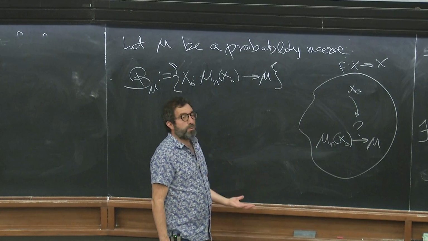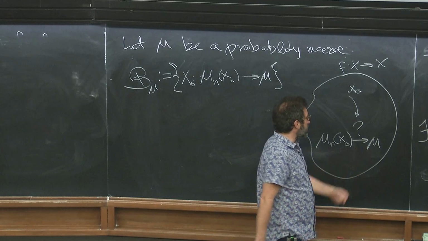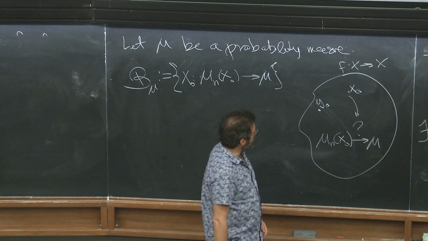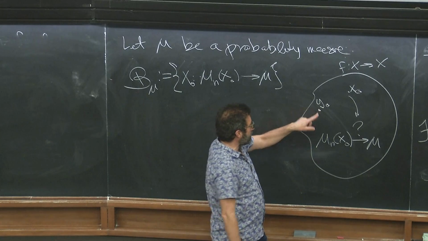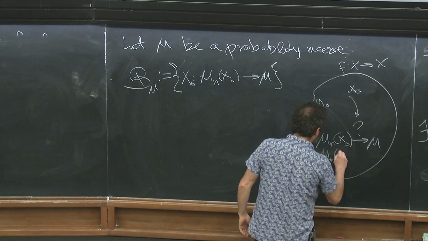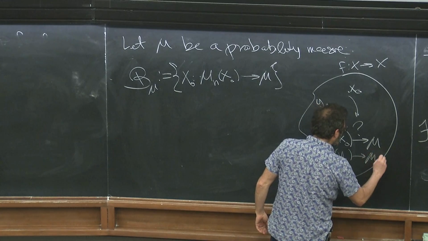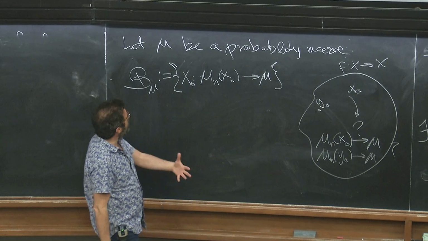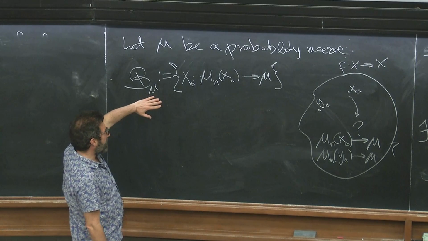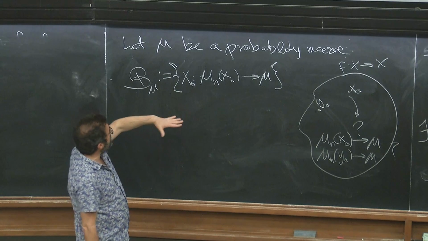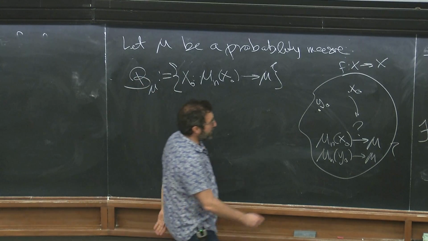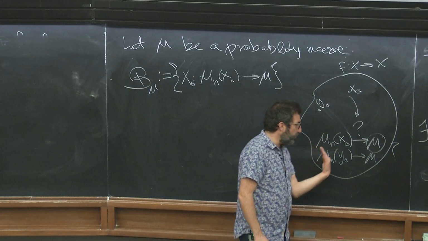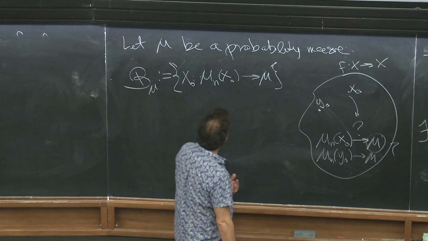And what we would like is to say, okay, if this converges to some measure mu, and we take another initial condition, is it possible that this initial condition also converges to the measure mu? Do they both converge to the measure mu? These are the questions that we're going to tackle. And so one way to do that is to define this notion. We take the measure mu, and we look at the set of points for which these averages converge to mu.